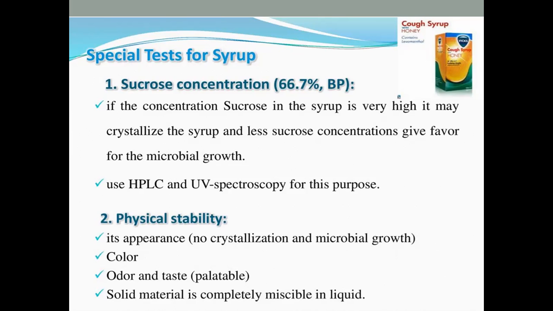For this test, HPLC and UV spectroscopy are used. UV means ultraviolet spectroscopy and HPLC, high performance liquid chromatographic technique, is used to check the concentration of sucrose in the syrup. So this is about the first test. Then which is second? Physical stability.